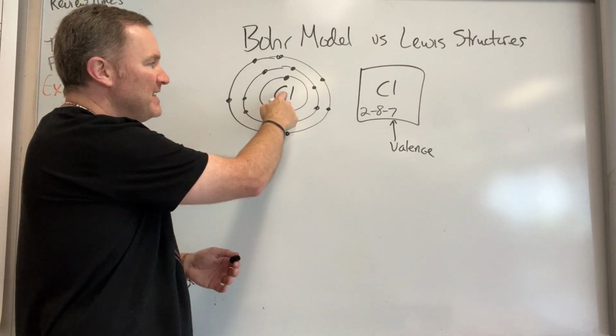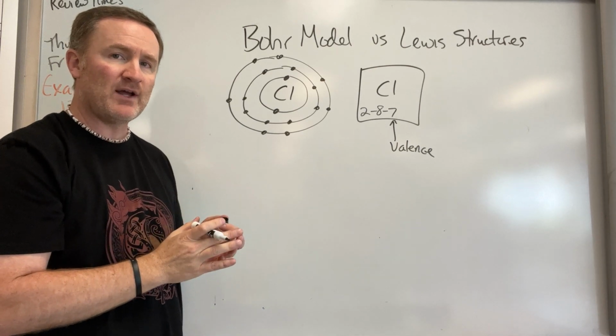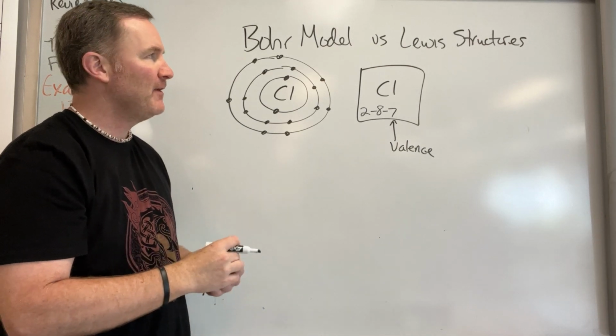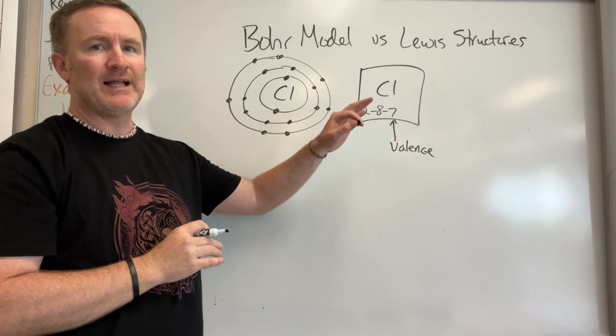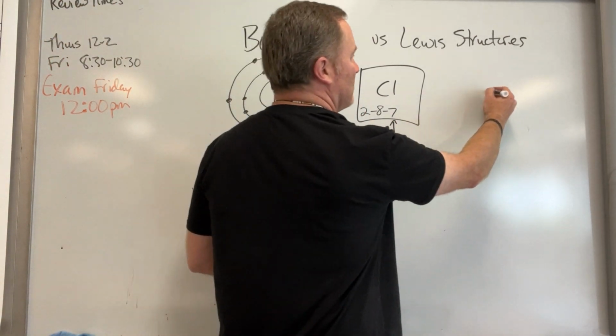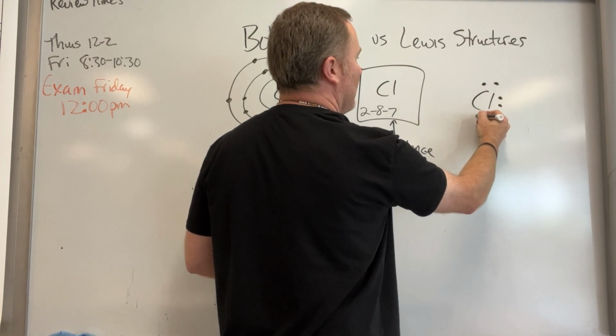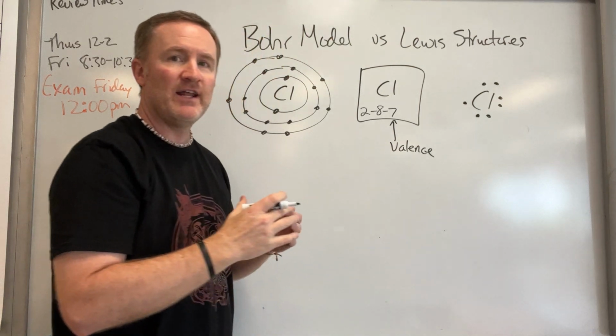Now, sometimes you may see some numbers in the middle of your Bohr model that represent the number of protons and neutrons, depending on the isotope that you have. The Lewis structure is going to be a lot simpler, and it only reflects the valence electrons. So chlorine with 1, 2, 3, 4, 5, 6, 7, and then it's done.